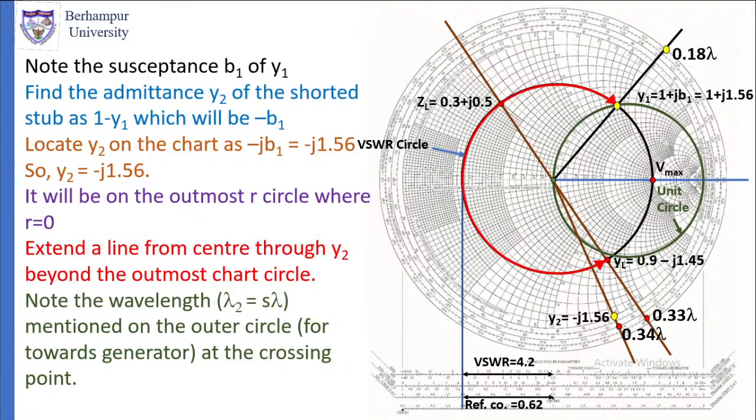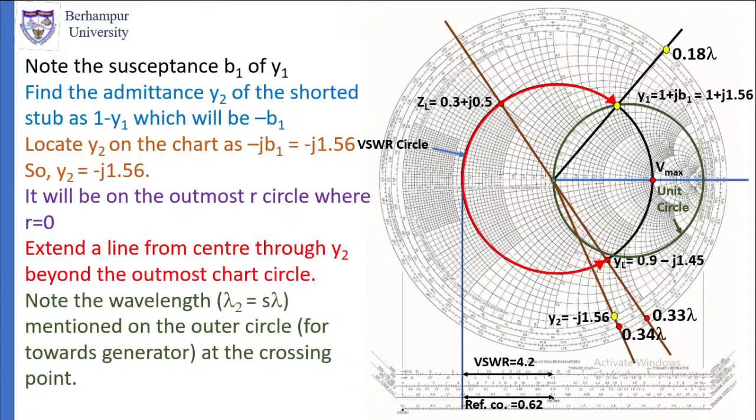Note the susceptance B1 of Y1, and so B1 is equal to 1.56. So note that. Find the admittance Y2 of the stub as minus Y1, which will be minus jB1. Locate Y2 on the chart as minus jB1, which is equal to minus j1.56. So Y2 is equal to minus j1.56. This will be on the outermost R circle, where R is equal to 0.